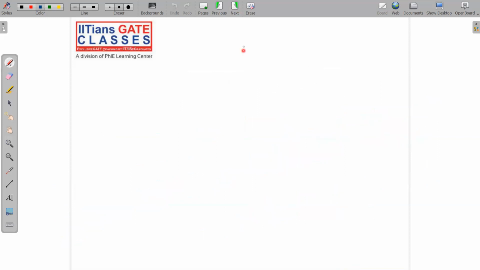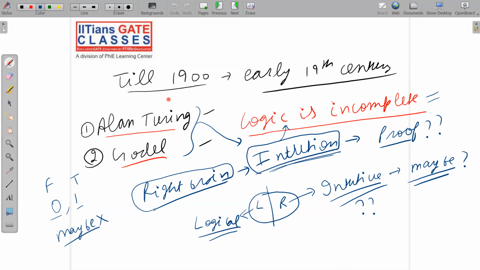So in mid 19th century, Alan Turing and Gödel properly proved all these things. Whatever I was saying, that they were having intuition, every scientist said that proving this was next to impossible. But these scientists properly proved in mid 19th century that logic is incomplete.